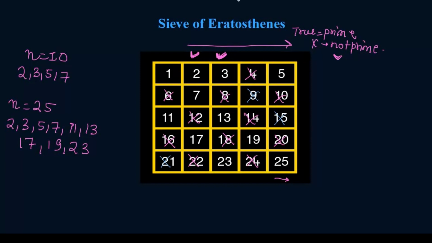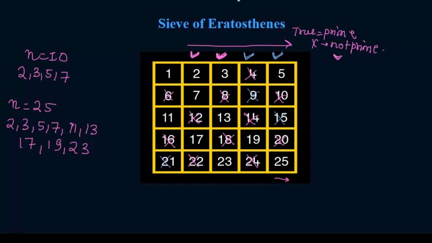Now my iterator moves to 4. 4 is already crossed by 2, so 4 is not a prime number. Okay. So now my iterator moves to 5. So 5 is empty, true. That means 5 is a prime number. So all the multiples of 5 cannot be prime numbers. So we cross the multiples of 5.